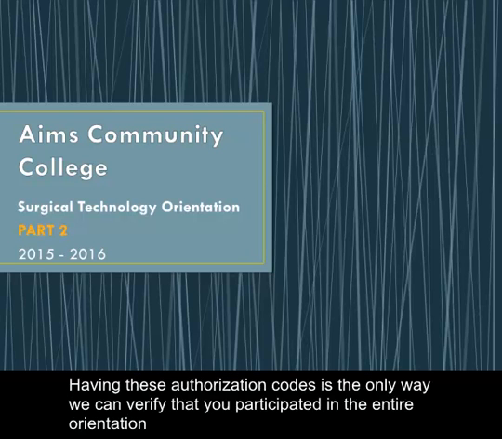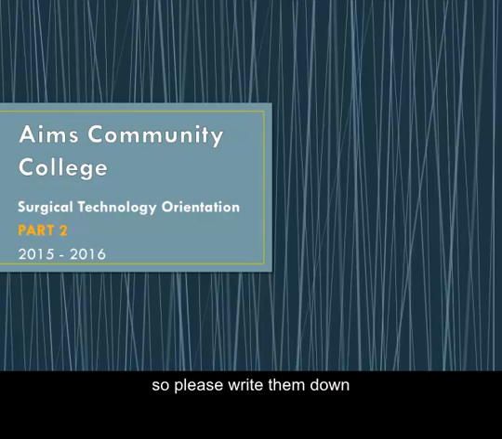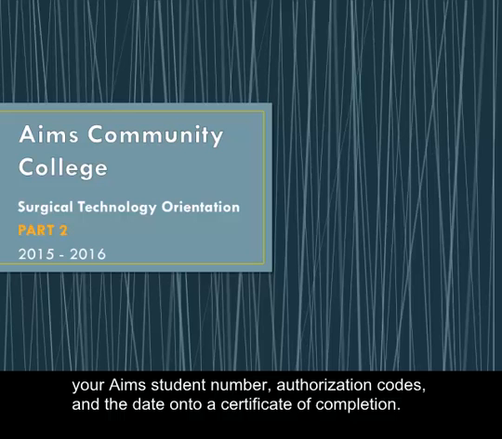Having these authorization codes is the only way we can verify that you participated in the entire orientation, so please write them down when instructed to do so. Once you complete this online orientation, you will be asked to enter your name, your AIMS student number, authorization codes, and the date onto a certificate of completion.